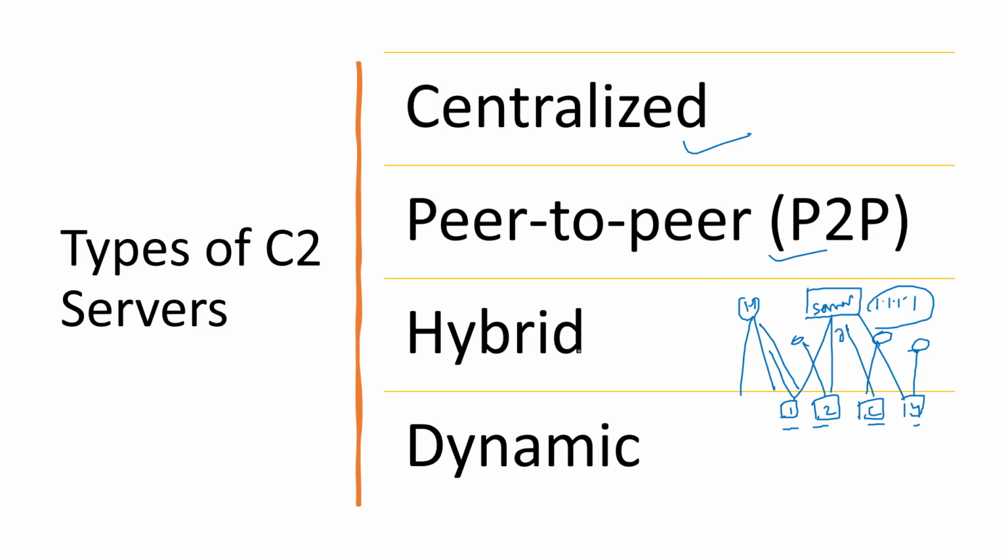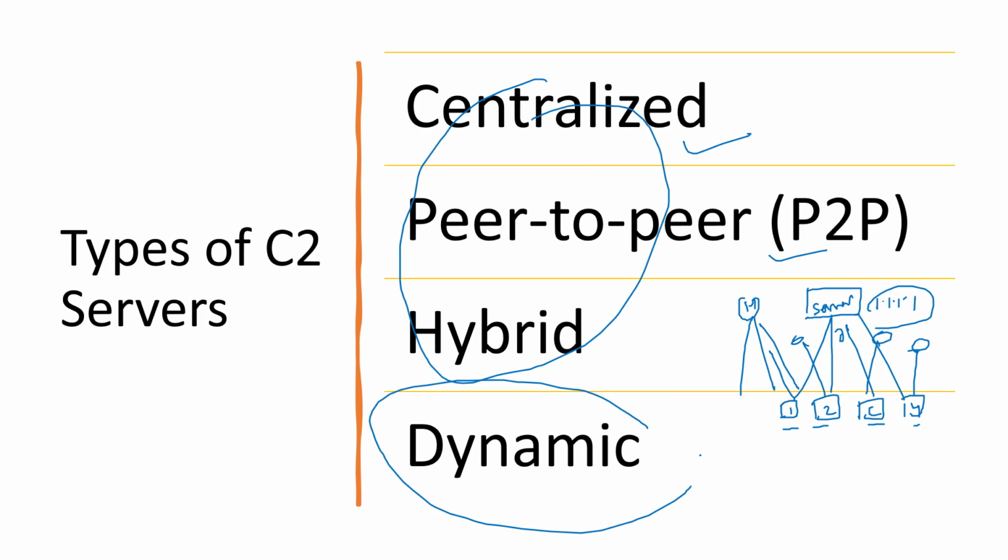Sometimes we use a hybrid, where we combine elements of centralized and P2P C2 servers, and they are often used by attackers who want to make their malware more difficult to detect. But one thing is that in all three, the IPs are the same, so it is easy for the security team to track down. But now we have a new sophisticated attack called a dynamic C2 server, where they change the server IP and also the location. This is used in industry today. So these are the different types of C2 servers we have.